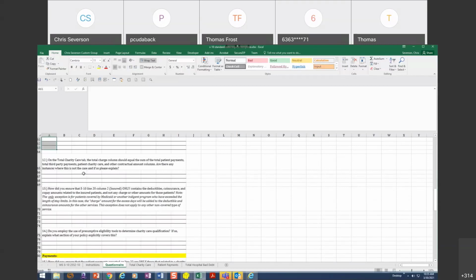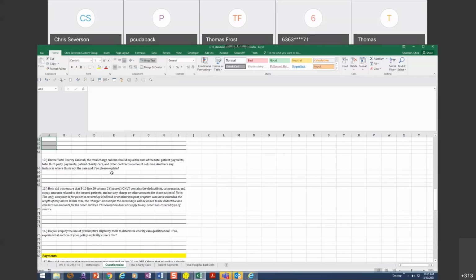Number 12, on the total charity care tab, the total charge column should equal the sum of total payments, third-party payments. And we talked about that, how those columns must equal total charges or at least not exceed that. And that's the last sentence is getting at, are there any instances where this is not the case? And if so, please explain.